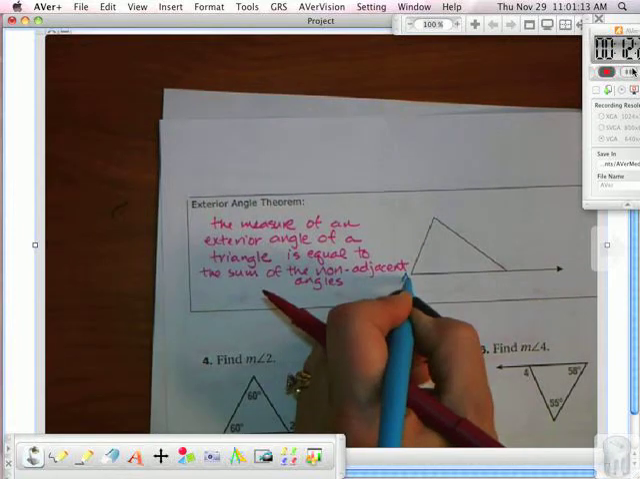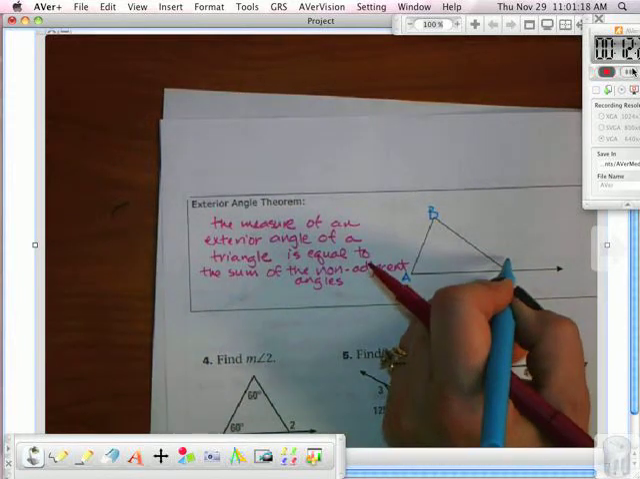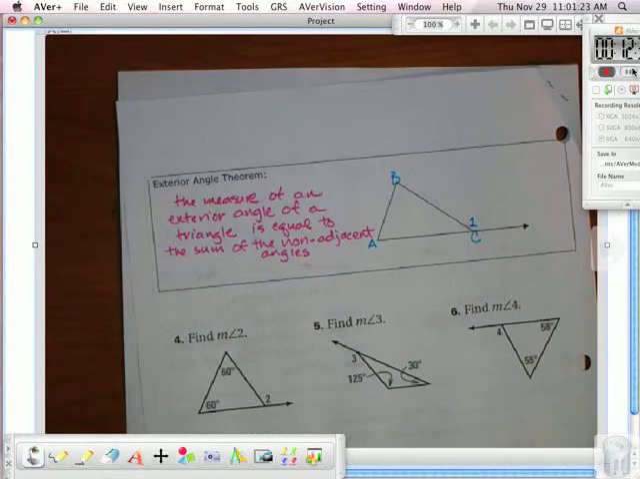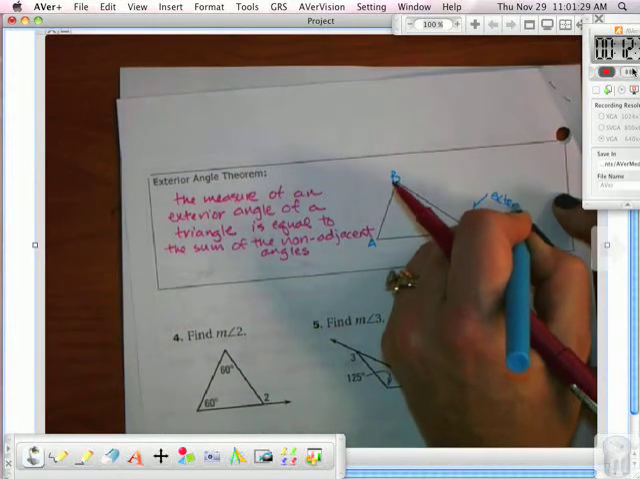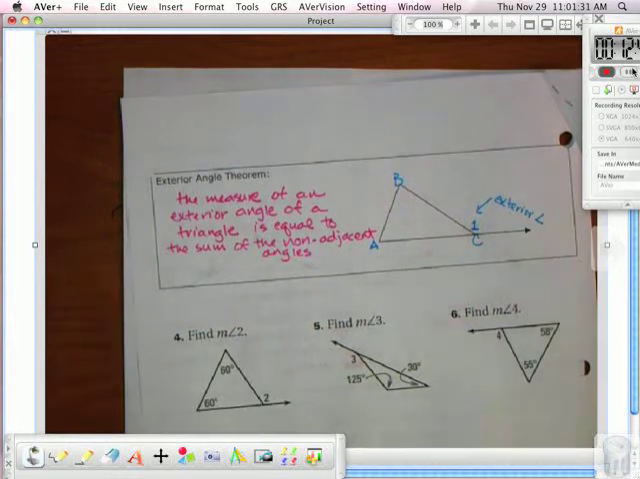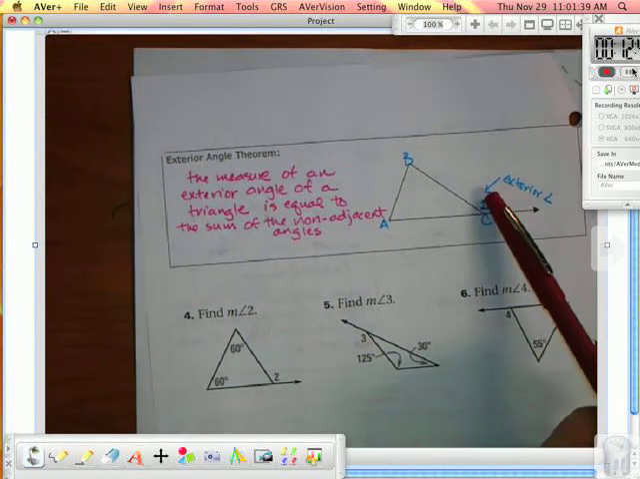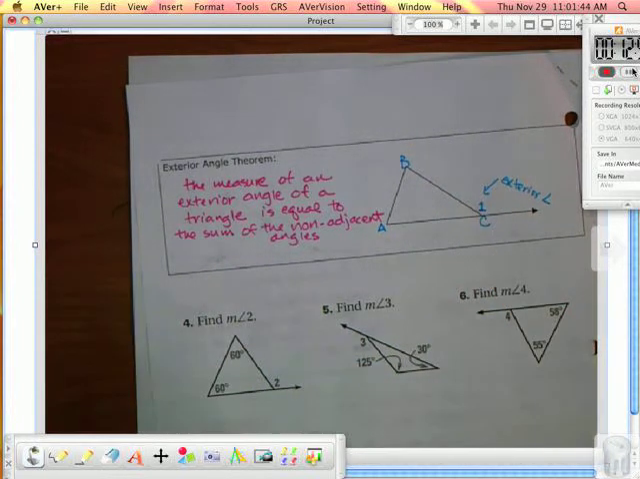I want you to label this A, this B, this C, and this angle right here is going to be angle 1. This is your exterior angle. Okay? Now we'll talk about what this means. It's saying the measure of this exterior angle is equal to the sum, which means what? Sum needs to do what? Add the non-adjacent angles.